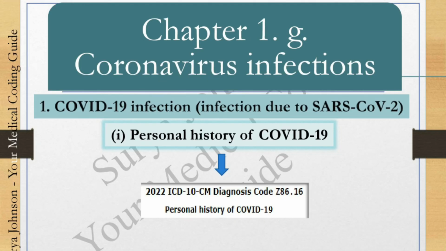So if the patient with a history of COVID-19, the patient doesn't have any symptoms, or now the patient is not positive but has a history of COVID-19. In this scenario, you will be coding Z86.16, which is personal history of COVID-19.